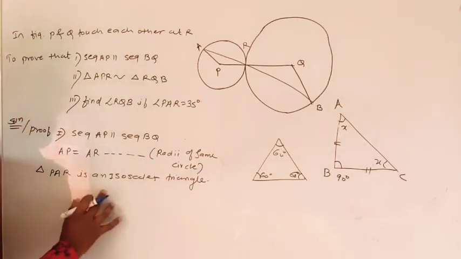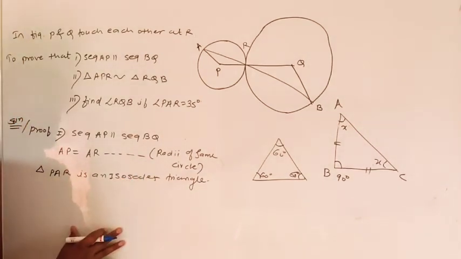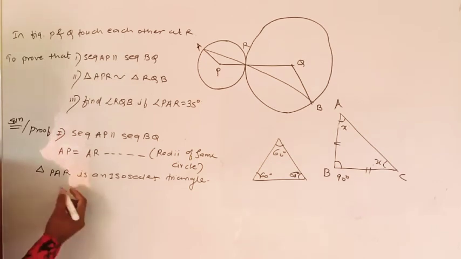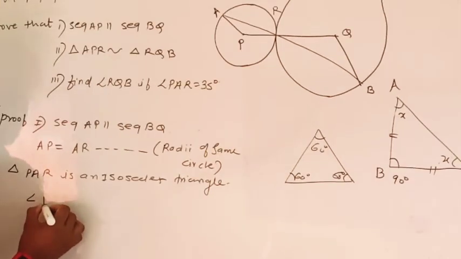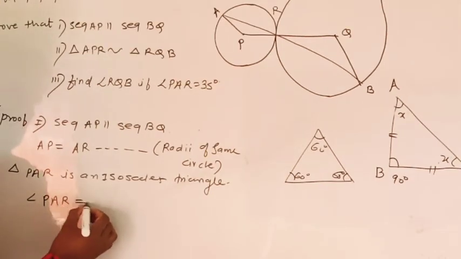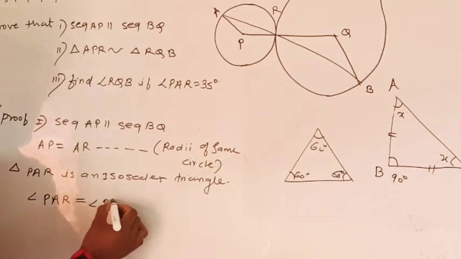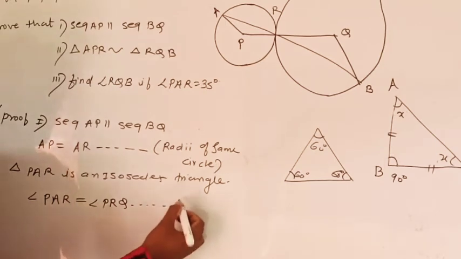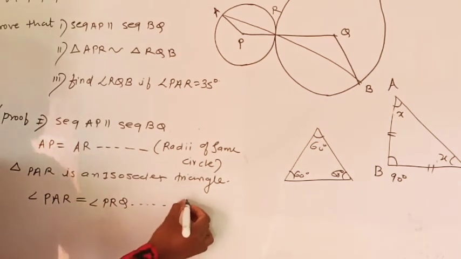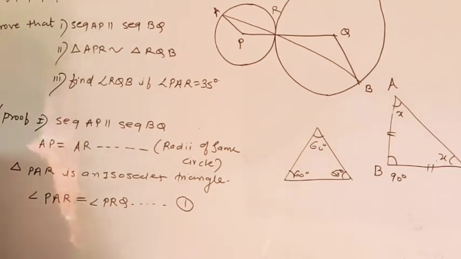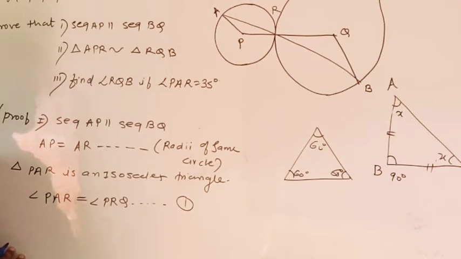So triangle PAR is an isosceles triangle. So in this triangle we can say that angle PAR is equal to angle PRQ. We have to name this first, we will name this first.